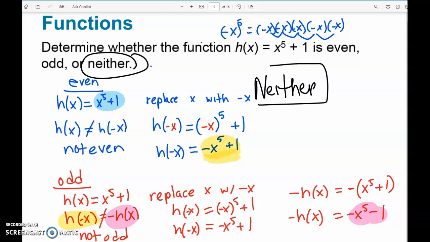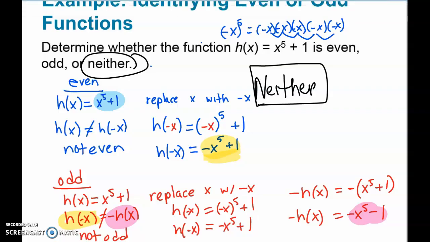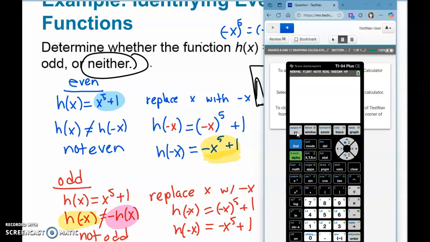So neither is my answer. Now I also mentioned that you could look at the graph too to see if you have an even or odd function. So let's pull this function up on our calculators. If I want to graph a function, I'm going to hit the y equals key, and I'm going to put in x caret 5. With this calculator, I have to right arrow over to go down to the normal line. Here's my original function. If I hit graph, I'll see that it looks like this.